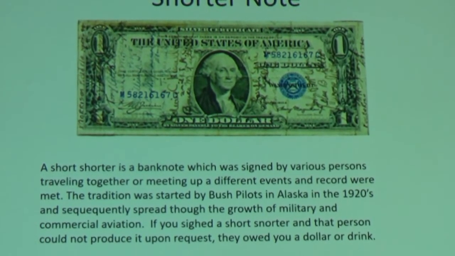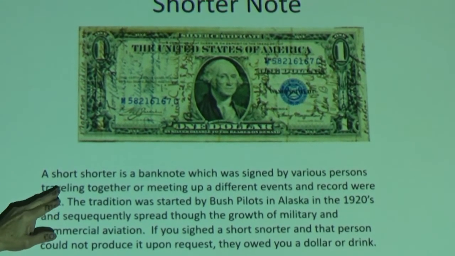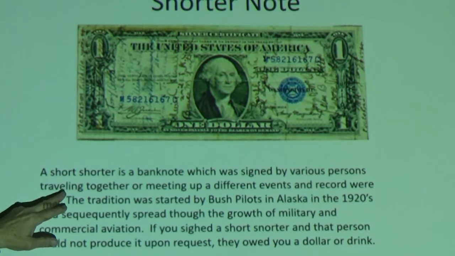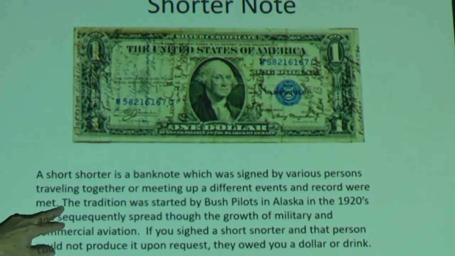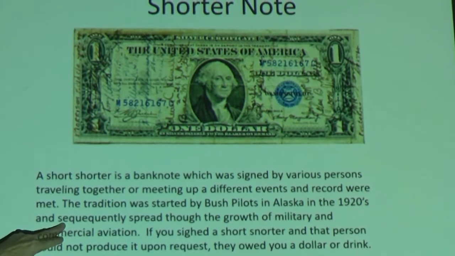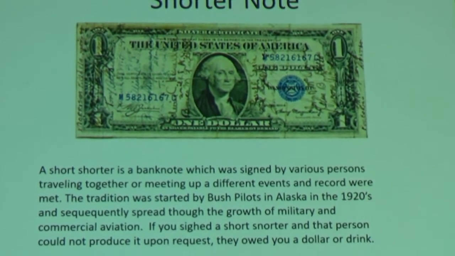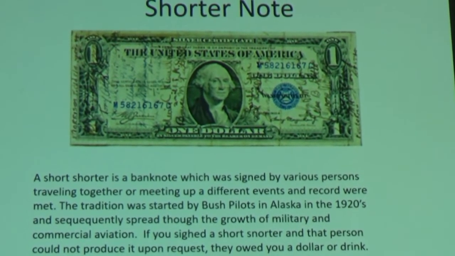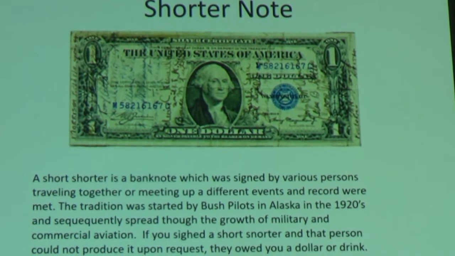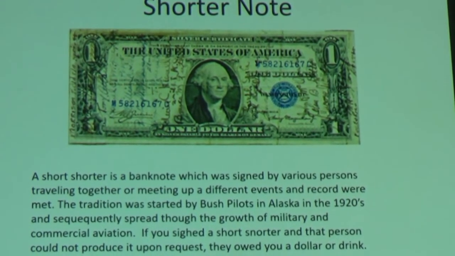And then from here, it carried on into the military, and it really got big because most of the people, like Pam had mentioned, this is a big thing. You'll find a lot of short snorter notes around. But they're interesting because of the number of people who sign it. Sometimes you'll see 3 signatures, sometimes you'll see 5 or 10. But I was interested to discover that they originated with the bush pilots in Alaska.